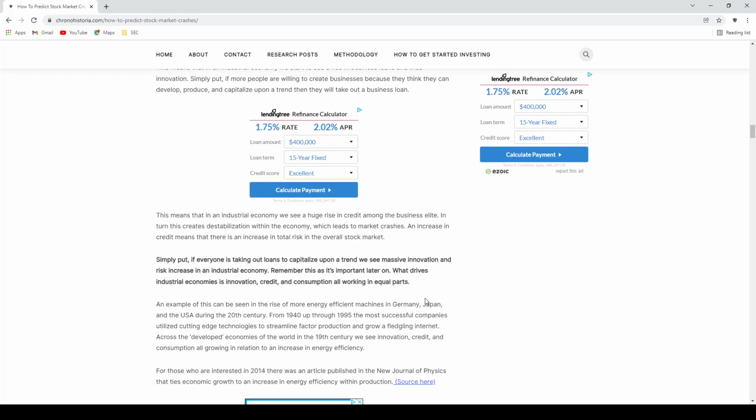If you have nobody buying the product, there's no reason to have innovation, nor is there a reason to have credit. If all three of those variables are not working in equal parts, you will have a stock market crash. There's just no way around it.